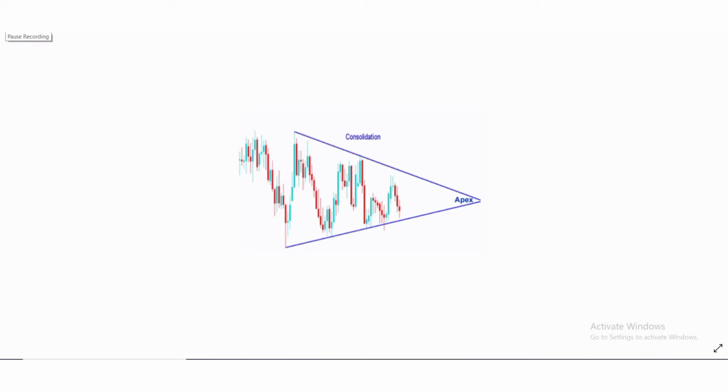In this video we will be discussing a chart pattern named symmetrical triangle. We will be discussing what a symmetrical triangle is, how it is formed, when to take a trade, when to take a long trade or when to take a short trade. So yes, in front of us is a chart pattern. This is a symmetrical triangle pattern.